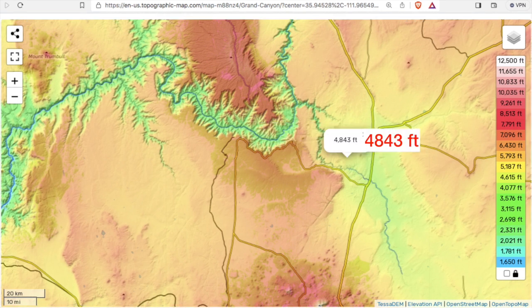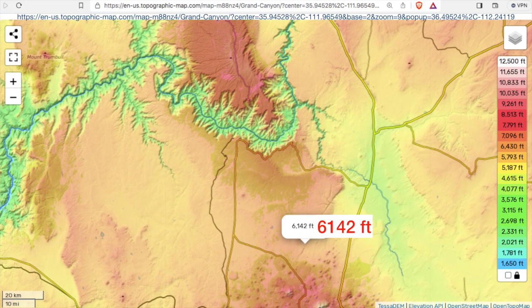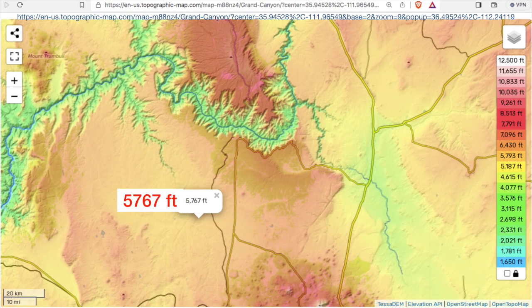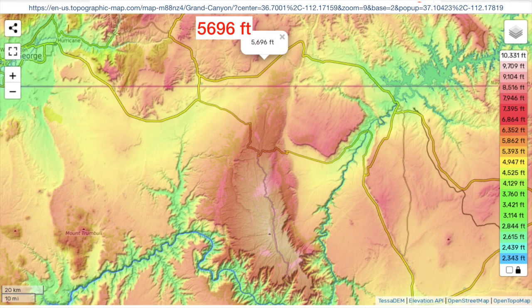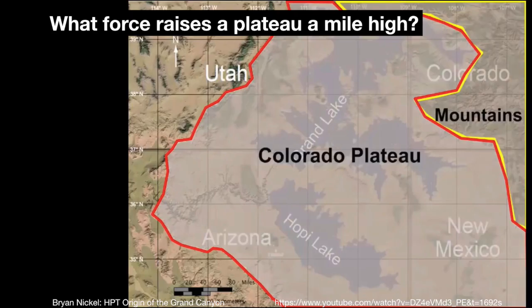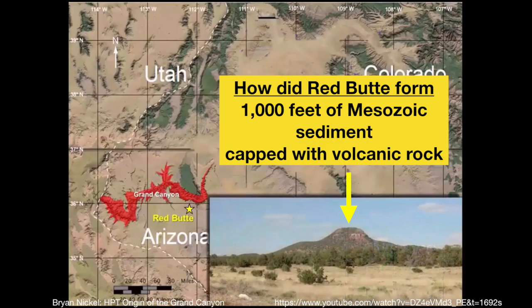And that river over here, it should have flowed over here. It's only 4,800 feet, 5,000. It should have flowed around the south end, and it could have flowed around the north end too. So why did it go right through there? And what force causes a plateau to raise a mile in the air? And how did Red Butte form? It's 1,000 feet worth of sediment capped with volcanic rock.